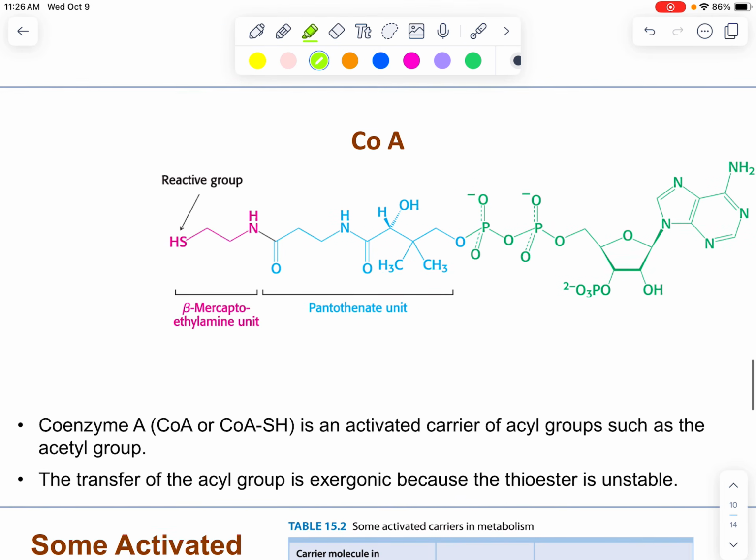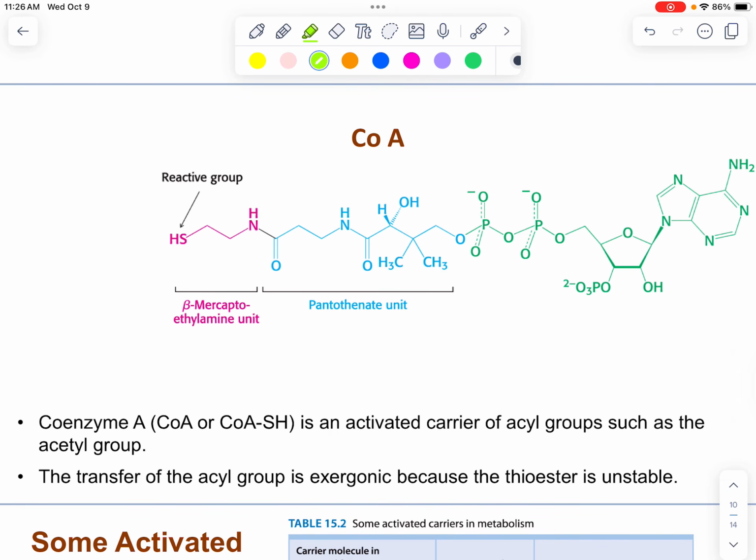All right, another one. So this coenzyme A is an active carrier. Now this is different, right? Not of electrons, not of phosphate, but of acyl groups or acetyl groups. So let's just remember what those are. So the acyl groups are that carbonyl with some R group on it. And when we talk about acetyl groups, that R group is specifically methyl.